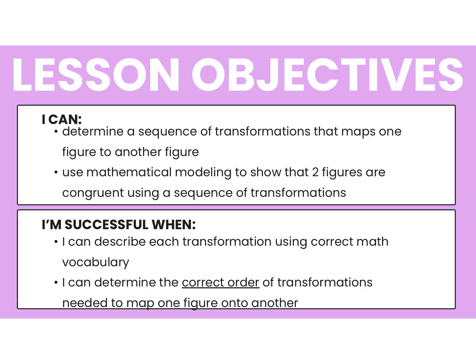So today, this is what we're going to be doing. I can determine a sequence of transformations that maps one figure onto another. We're going to use mathematical modeling to show that two figures are congruent using a sequence of transformations. We're also going to be describing each transformation using correct math vocabulary. When we're able to do that, that's when we know we'll be successful, when we can determine the correct order of transformations needed to map one figure onto another. So this is what we're covering for today.